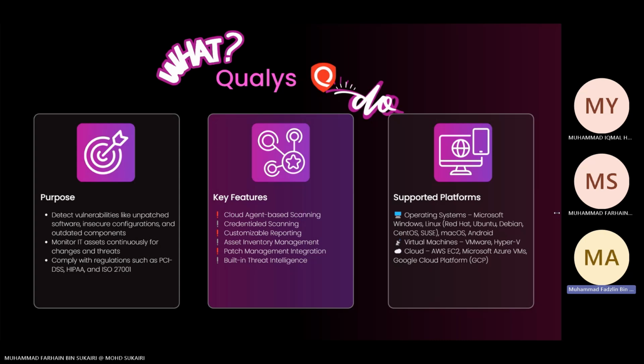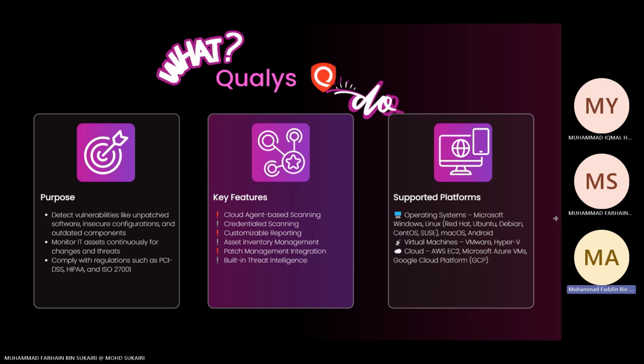So what are the key features that Qualys has, and what can it do as software? For the first one, cloud agent-based scanning. Qualys uses a lightweight agent to help conduct continuous assessment. For the second one, it can do credential scanning, in which the user can conduct deep analysis by using administrative access for a more accurate result.